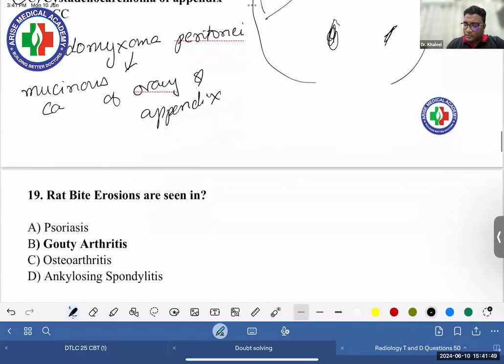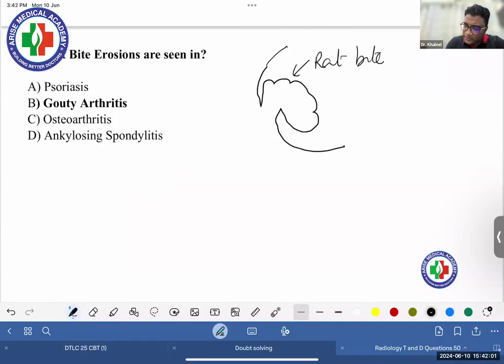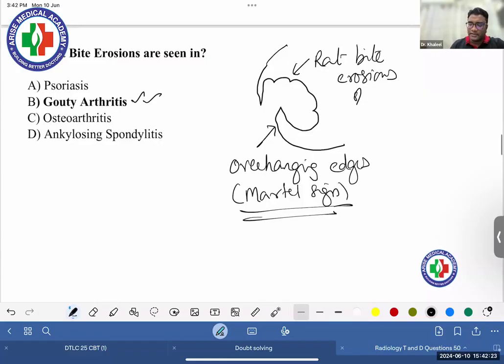Okay, rat bite erosions are seen. So when you have in the great toe some rat bite erosions and overhanging edges. These are called overhanging edges. What are these called? Martel sign. So Martel sign and rat bite erosions are features of gouty arthritis. Okay, gouty arthritis.